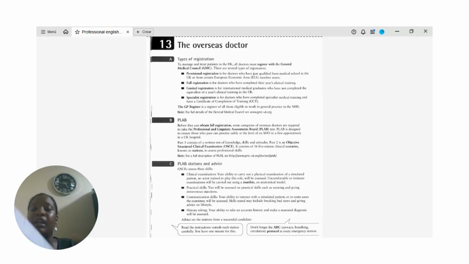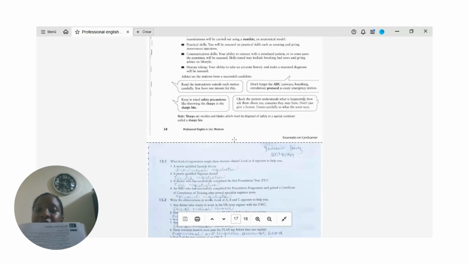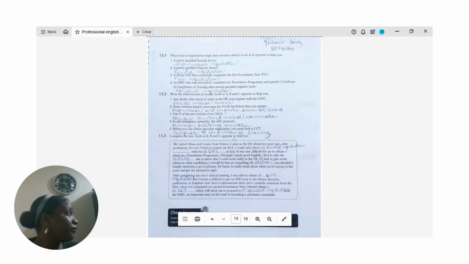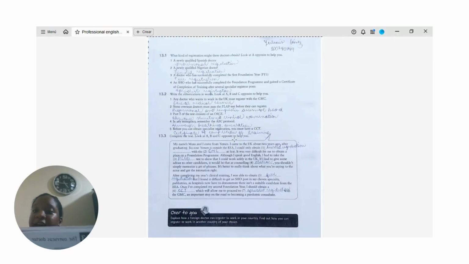And now I'm going to be reading the exercises, but just in English. Okay, we first have 13.1. What kind of registration might these doctors obtain? Look at A opposite to help you. 1. A newly qualified Spanish doctor: provisional registration. 2. A newly qualified Nigerian doctor: limited registration. 3. A doctor who has successfully completed the first foundation year: full registration.